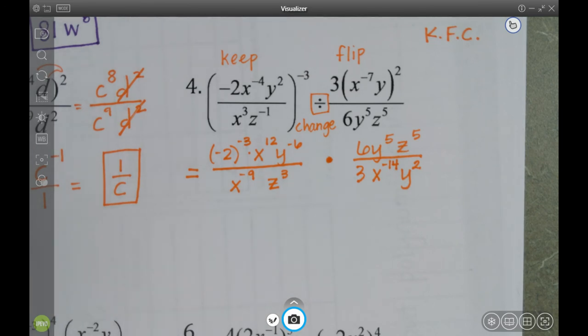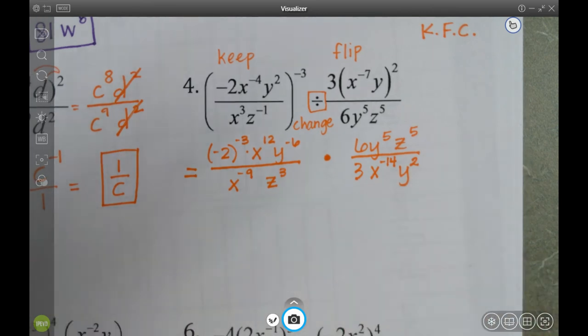Okay, it's still an ugly problem. The way that I approach it is I'm going to combine everything in the top and then everything in the bottom, and then I'm going to simplify. You can start by simplifying each piece and then multiplying them together. It's really up to you, but I like to combine all the way across first to make my life a little bit simpler, so I only have to simplify one thing.